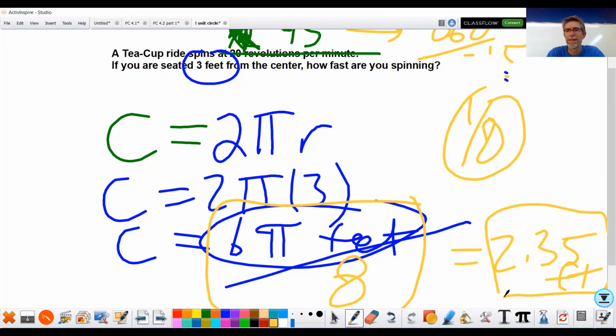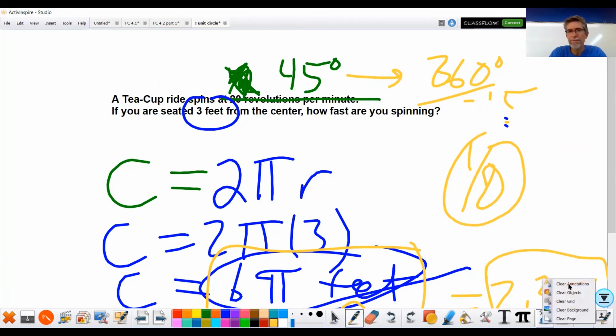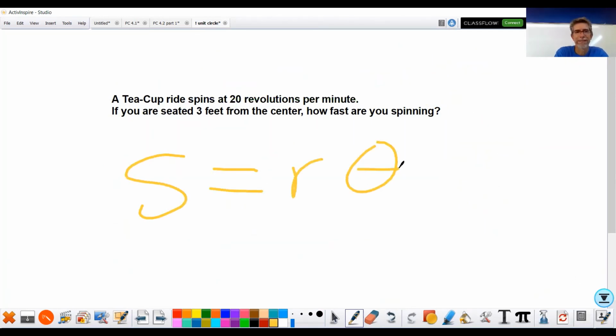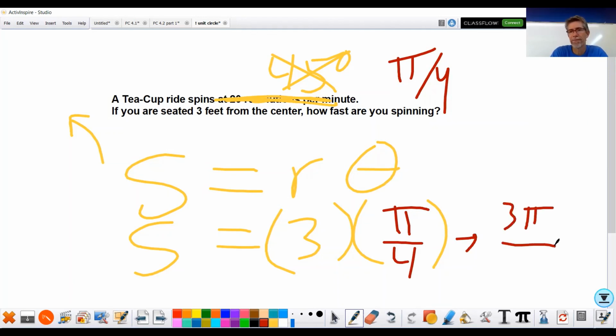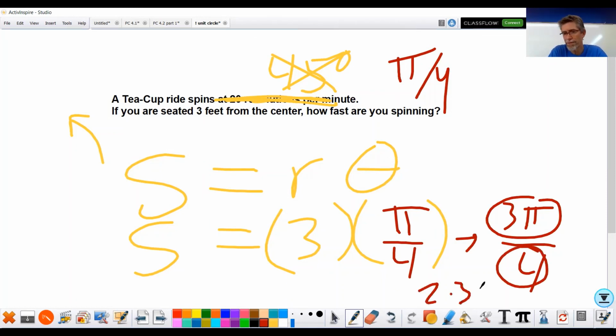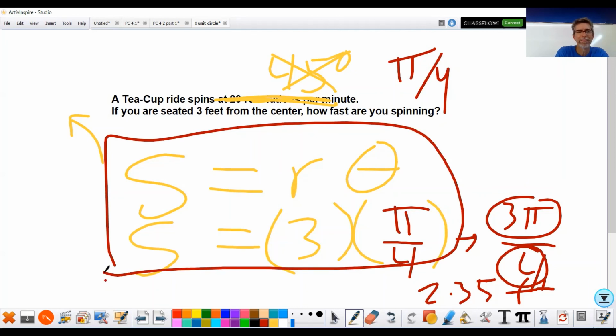Yeah, so that's the same idea. You could have also done this problem by doing that arc trick. Let's put this back at 45 degrees. The arc trick, S is like a piece of a circle. Radius is 3. The angle, we have to put in pi over 4. If you want to do it this way, you get 3 pi over 4, that's the same thing we just had. If I multiply that out, that's 2.35 feet. So it works either way. Some people like that this is easier, but I usually just do the circumference because it makes more sense to me.